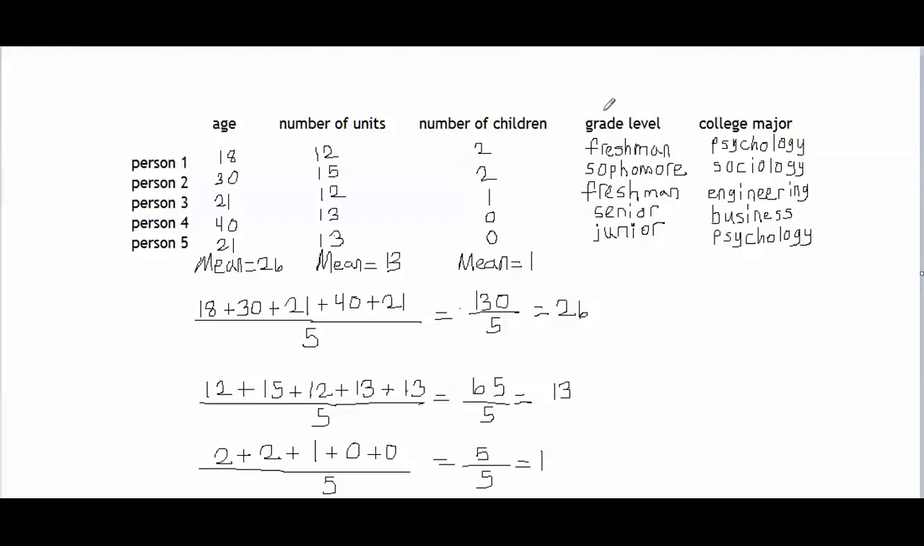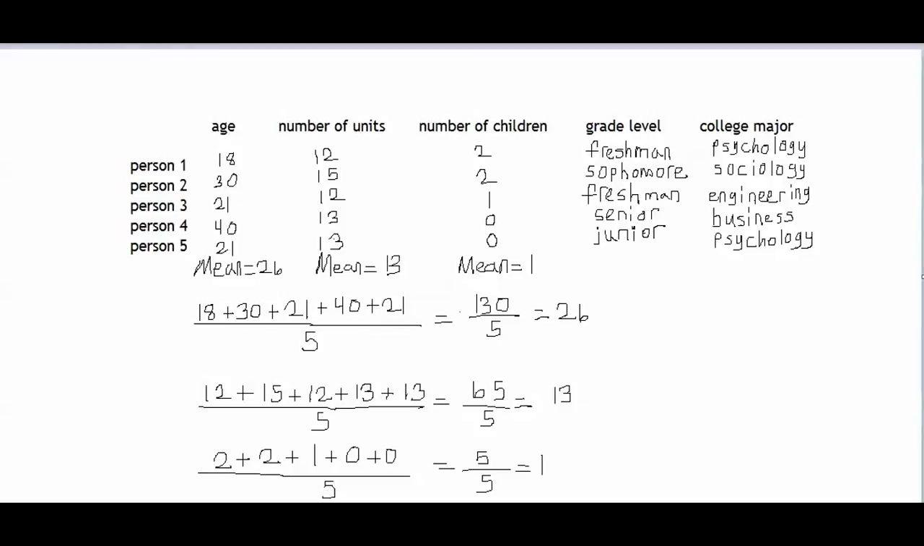So what can we do next? We can find the median, because you can't add up the values and divide the total by the number of values.